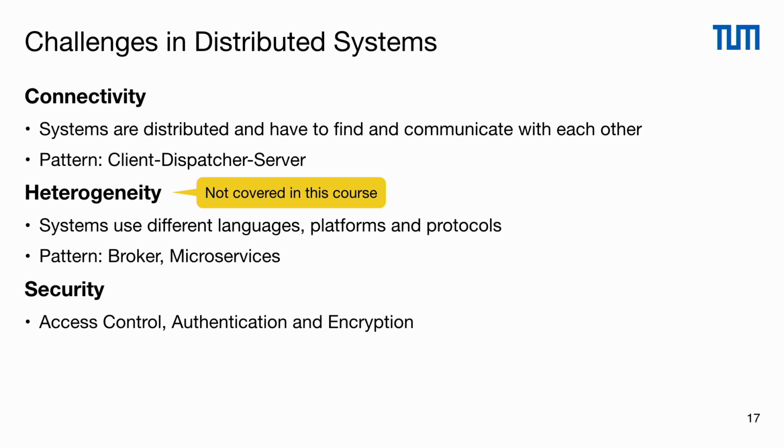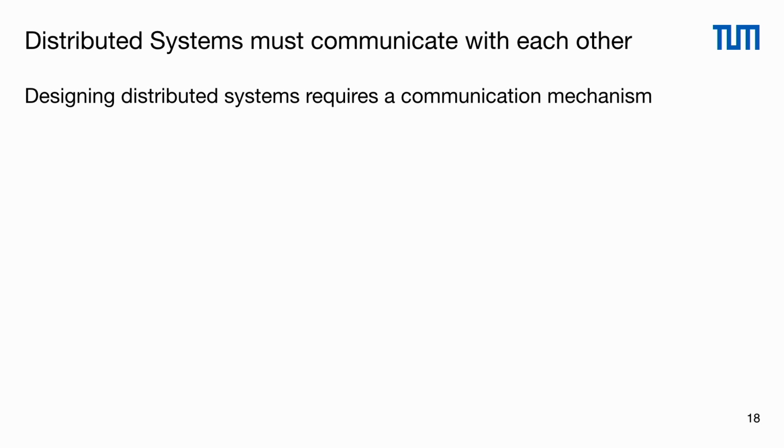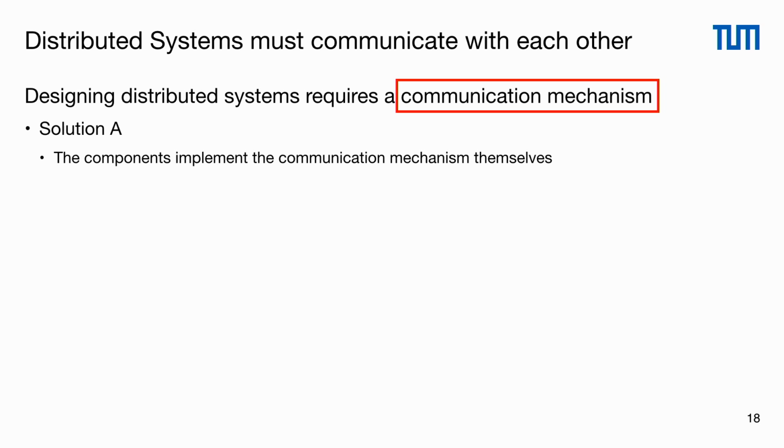When it comes to access control, authentication and encryption, this is also not covered as heterogeneity in this course. As I've already said, distributed systems must communicate with each other. So when you design distributed systems, you have to make sure that you have a communication mechanism. There are basically two solutions for it.